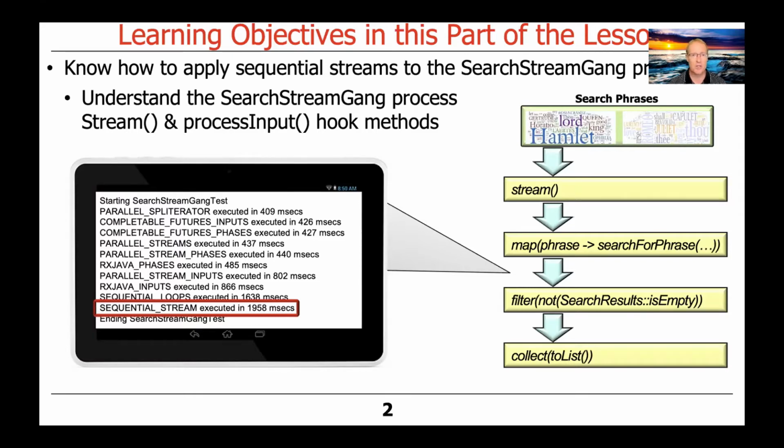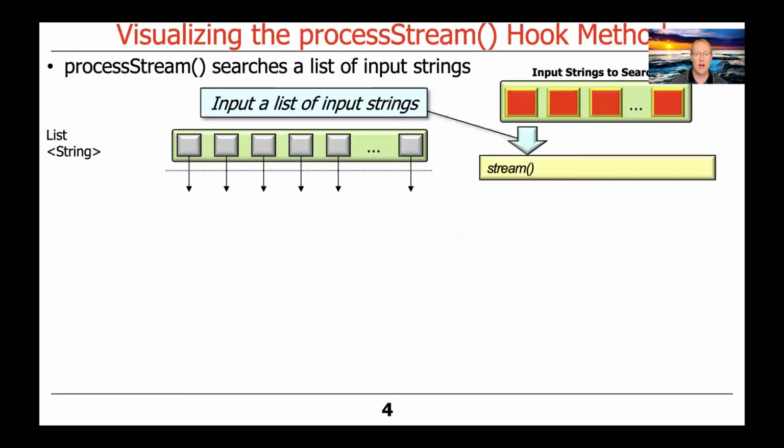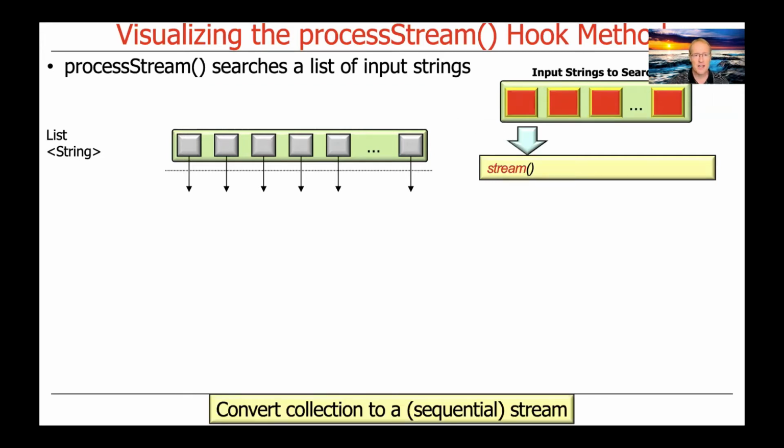And right now we're focusing just on the sequential stream strategy. So let's talk about processStream. processStream is the entry point for the SearchStreamGang driver program. What it does is it takes a list of input strings that it's given from the driver and then does some work to process and search the elements in those strings.